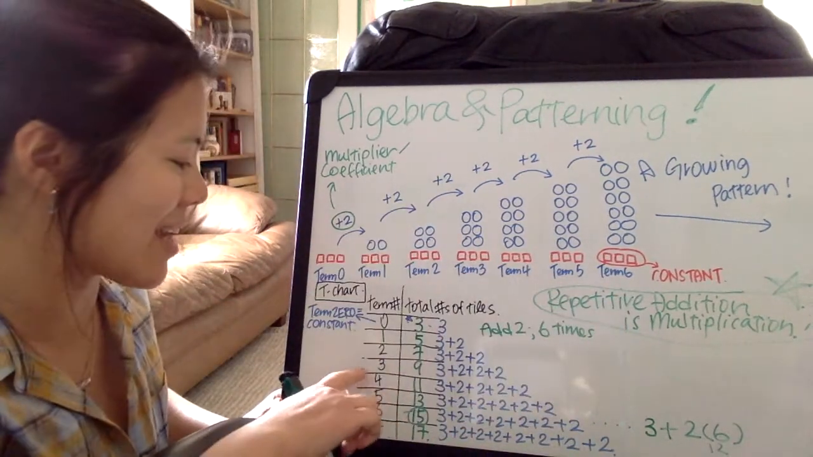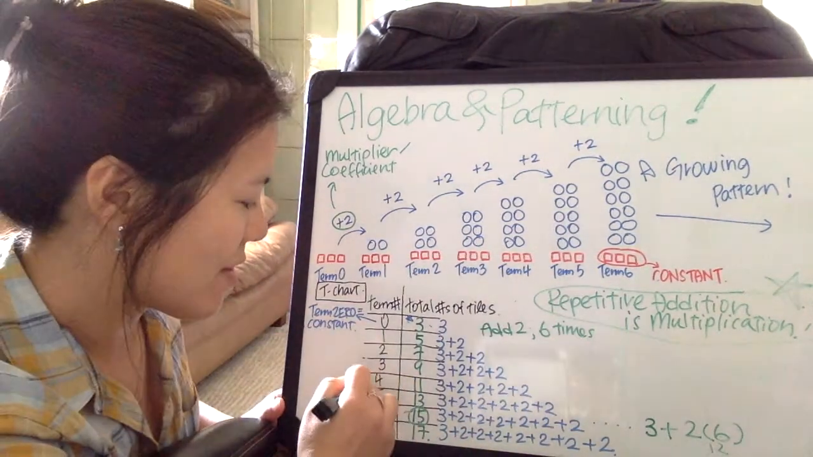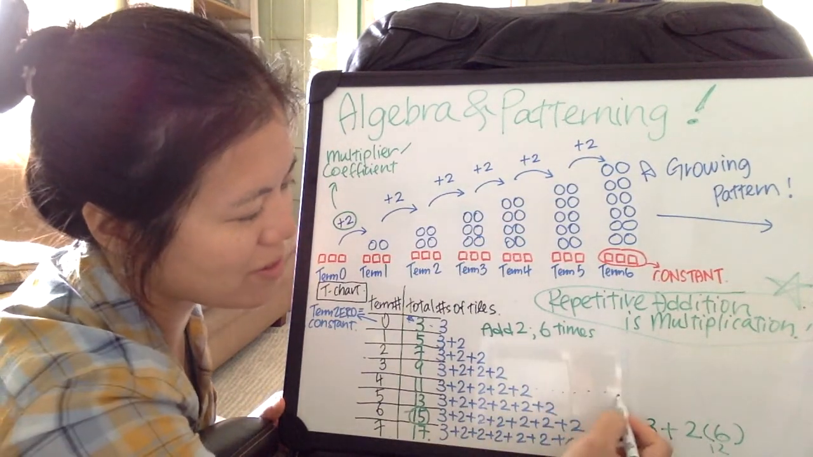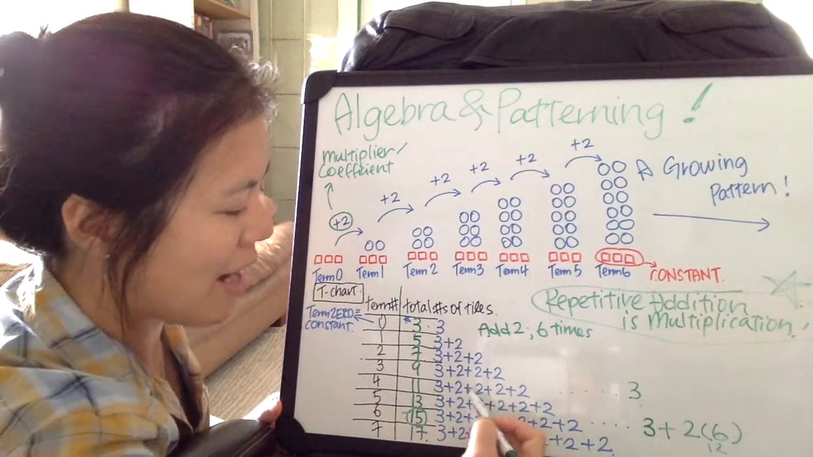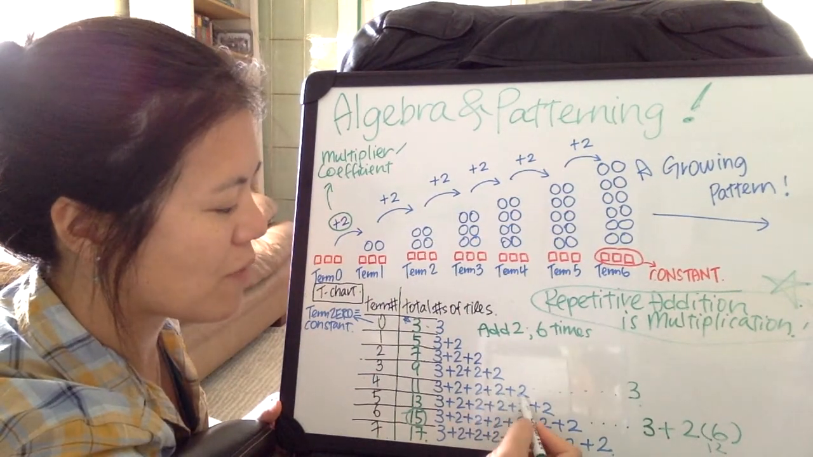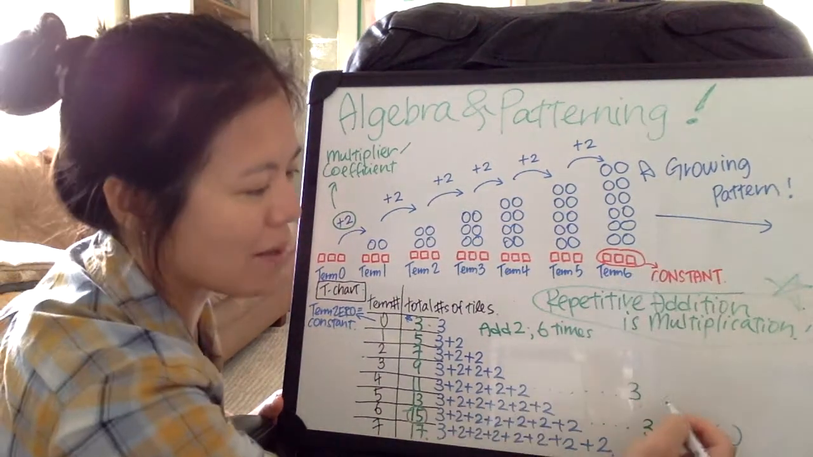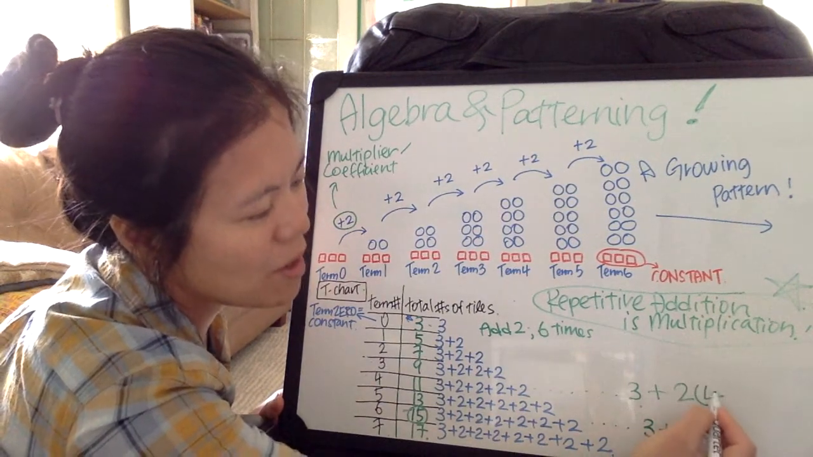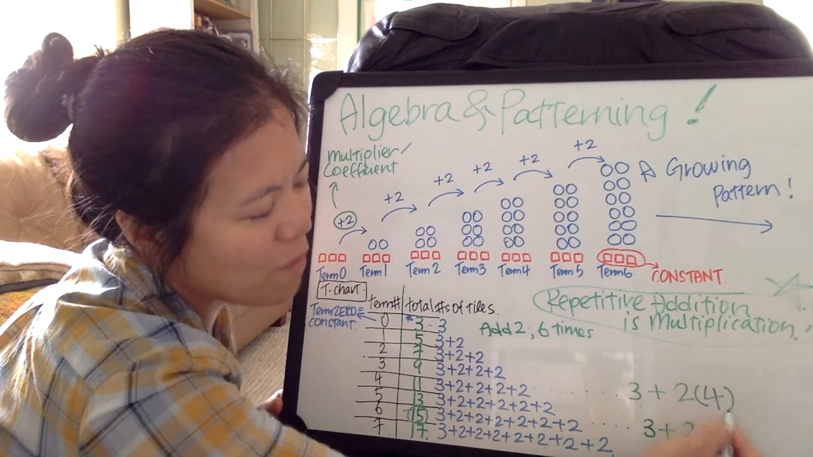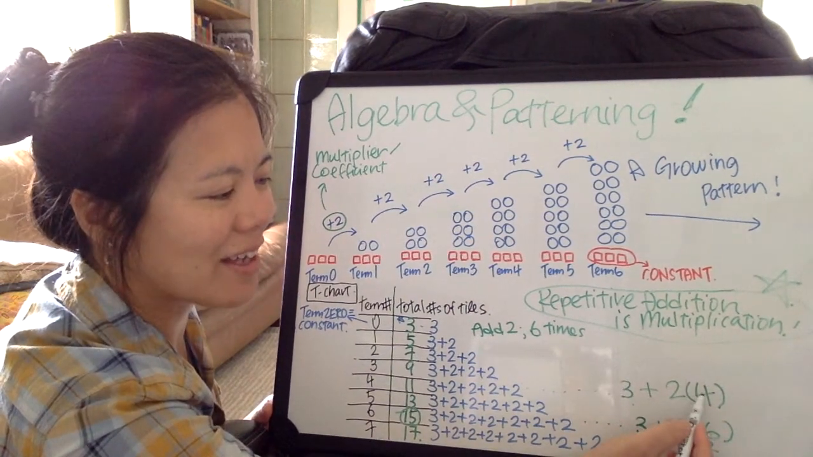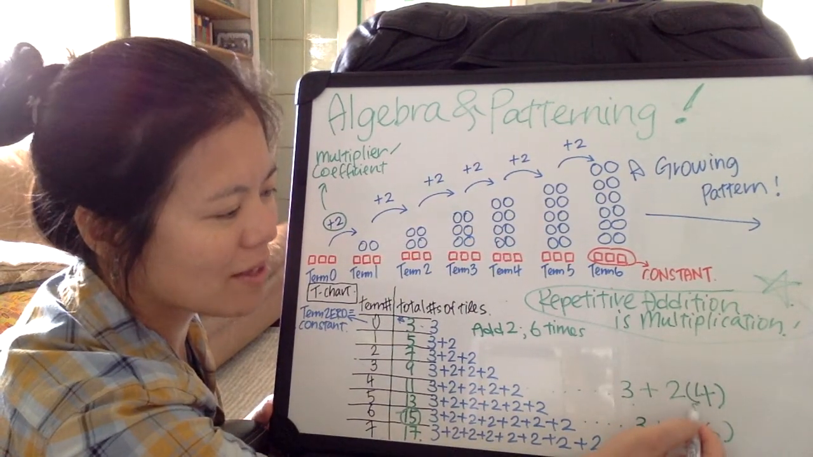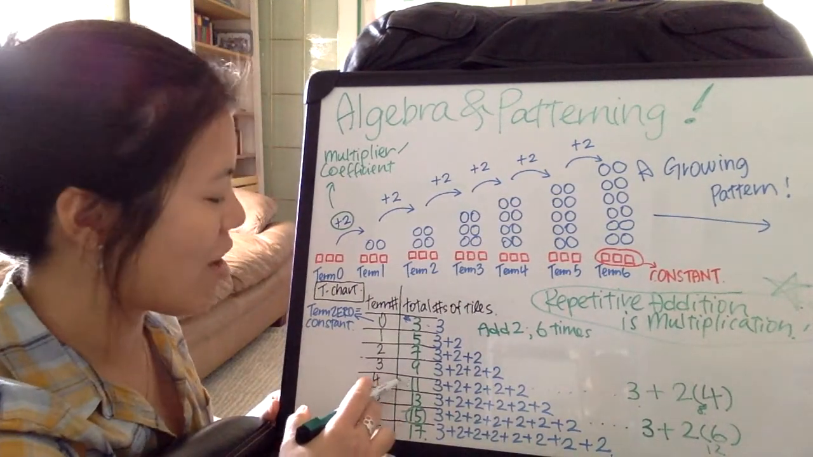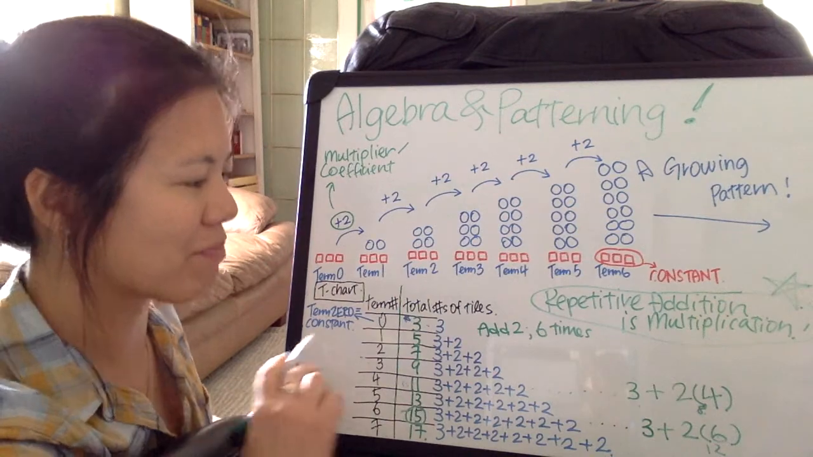Let's look at, let's say, term number 4. This one. So I have 3. Yep, 3 is always going to be there because it's a constant. And I'm adding 1, 2, 3, 4. I'm adding 2 four times. So adding 2 four times, 2 multiplied by 4, and this is 4 times 2. That's 8. 8 plus 3, that's 11. Yep, the total number of tiles for term number 4 is 11.